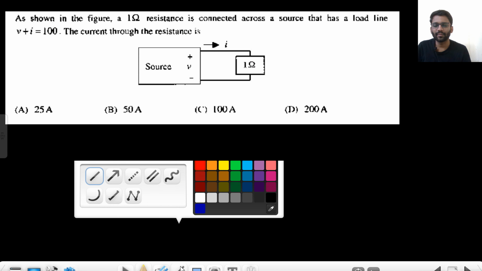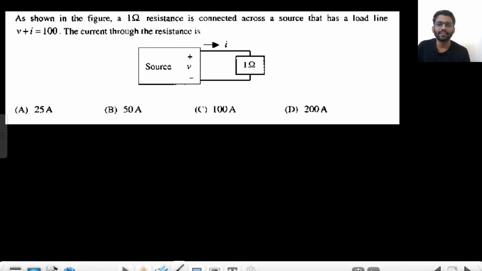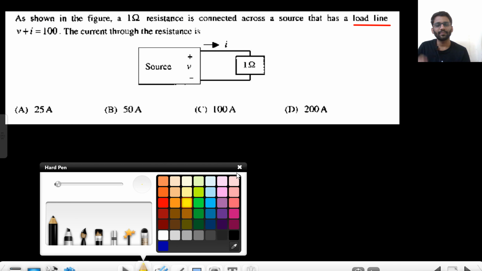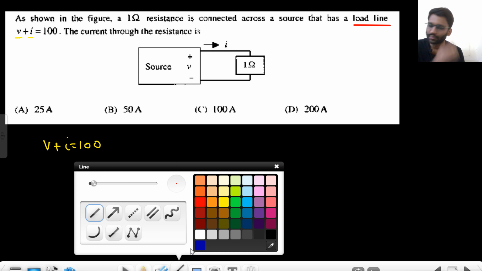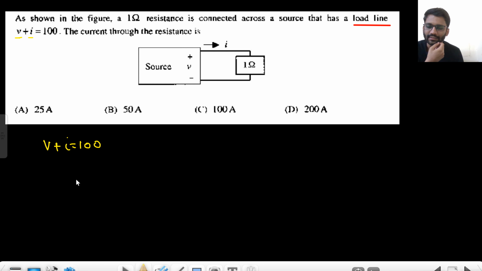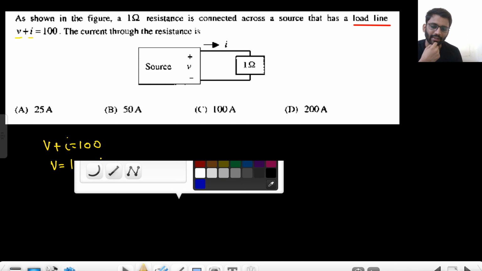So there is one term introduced that is known as load line. What is load line? Basically, load line is a relation between two quantities. Here the relation they are defining is between V and I: V plus I equals 100. If I take V on the y axis, I can write it like this: V equals 100 minus I.